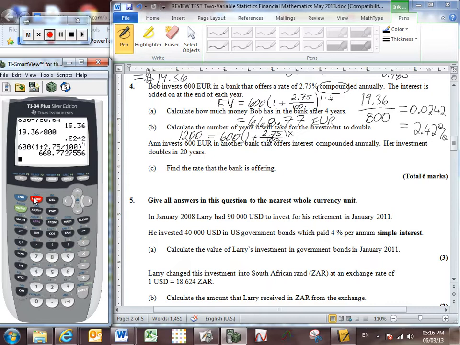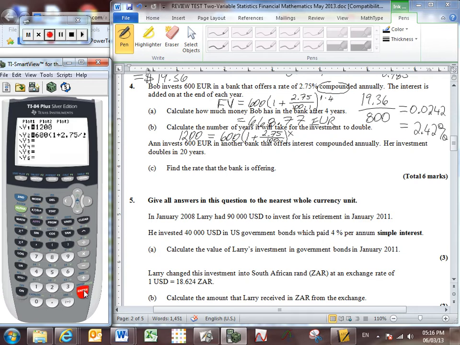Now, because it's only compounding once each year, maybe the table would be the best method, but let's first put in the y1 and the y2. I always like to, no matter whether I'm using the graph or the table, let's put in the left-hand side and the right-hand side, and now I've got a choice of methods. So 600 times 1 plus 2.75 over 100 raised to the power of x.